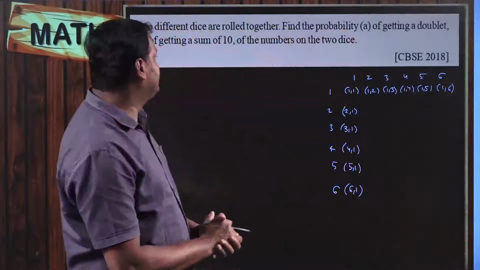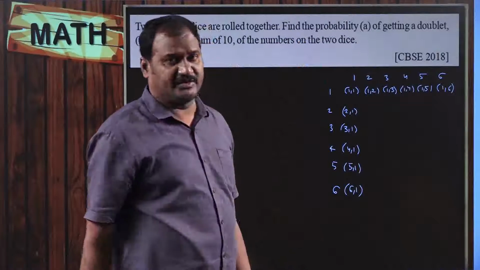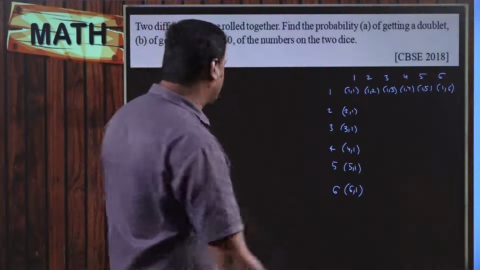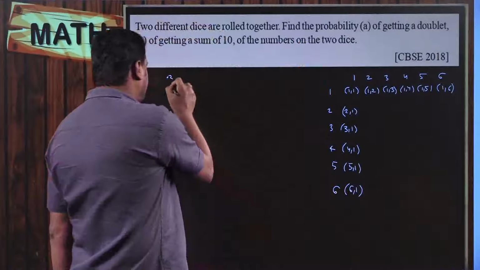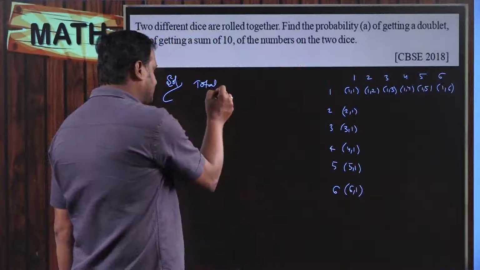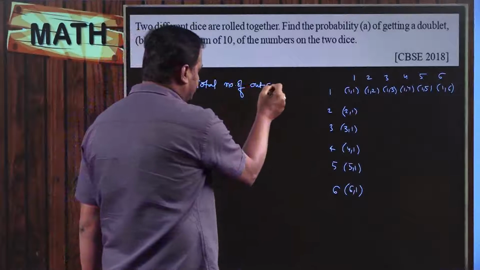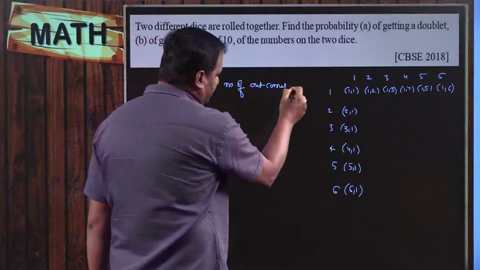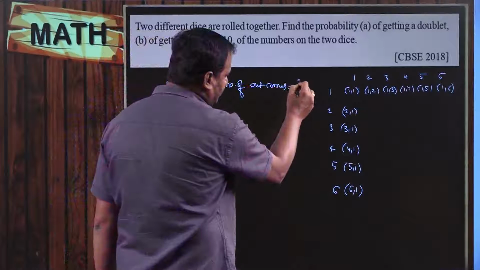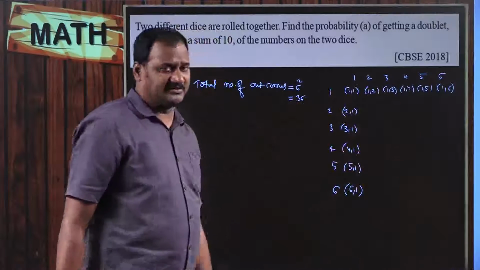But here, the first thing is the total number of outcomes. What is the total number of outcomes when you are rolling 2 dice? I am going to write that. Total number of outcomes is equal to, when you are rolling 2 dice, 6 square, which is equal to 36. So these are all 36 outcomes.